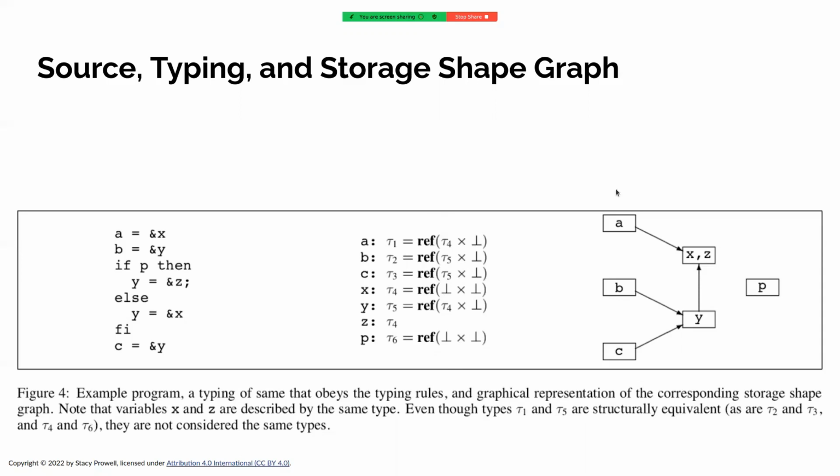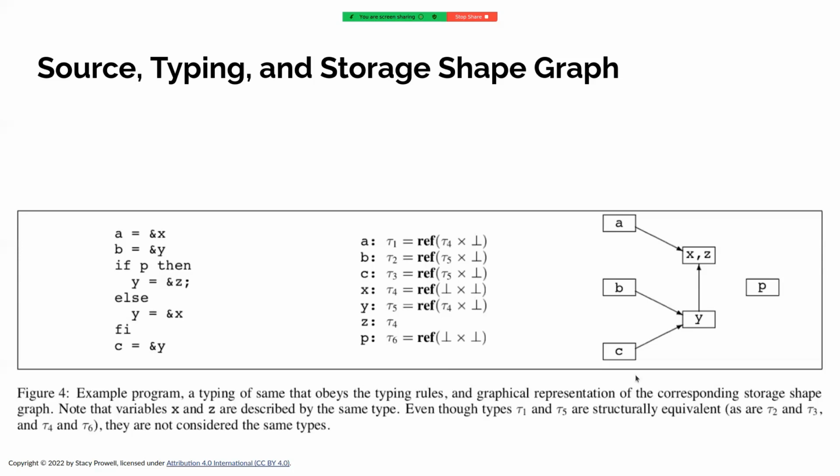So we can also construct a graph from that. Here's a graph. How did I get this graph? I said A points to X. Well, sure. A is tau1, which is a reference to a tau4, which is an X. Why does it also say Z in here? Z is also a tau4. Okay, so there we go. X and Z. And Y as well? Sure. Y is tau5, which is a reference to a tau4, which is Z and X. And so I could build this little graph over here. P stands alone.